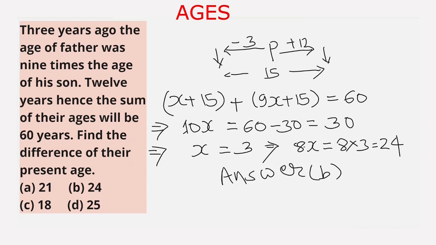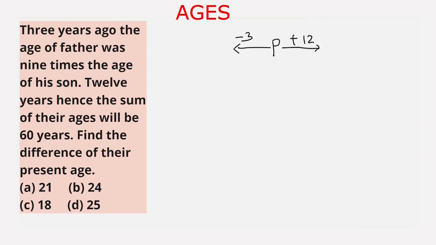Now I solve it by shortcut method. So I erase it first. The sum of the ages is 60 years. So if I write P for present, then 3 years ago is minus 3 and 12 years hence is plus 12. And after 12 years this becomes 60 years. So we have to subtract 30, 15 for A and 15 for B. So their sum will become 30, that is 3 years ago from now. And this 30 is the sum of their ages 3 years ago.